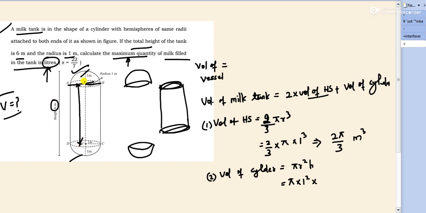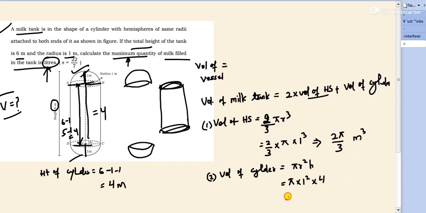So if 1 is the height of this hemisphere, and here again a hemisphere, so total is 6 minus 1, that is 5, and 5 minus 1, that is 4. So height of this is how much? 4. So that you have to write here, and this you have to calculate separately. Height of cylinder is equal to 6 minus 1 minus 1, which is equal to 4. Got it? 4 meter you can write. Now this becomes how much? 4 pi meter cube. Correct?